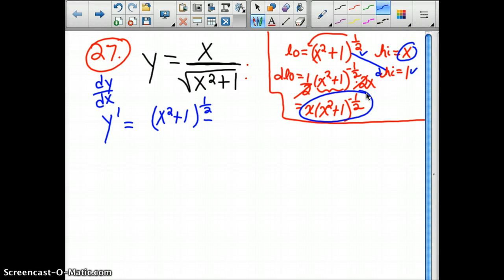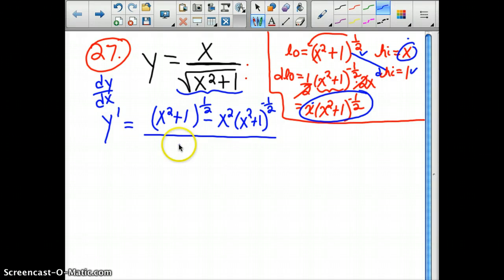And when I multiply those, I'm going to get x squared times x squared plus 1 to the negative 1/2. So again, back to our quotient rule, low d high minus high d low, draw a line, and square below. And when I square my square root function, they undo each other. So I'm going to end up with an x squared plus 1 on the bottom.